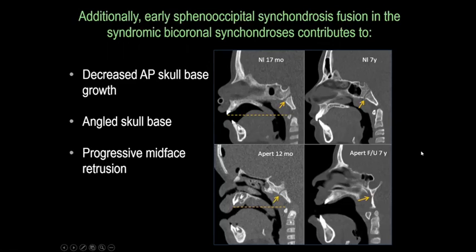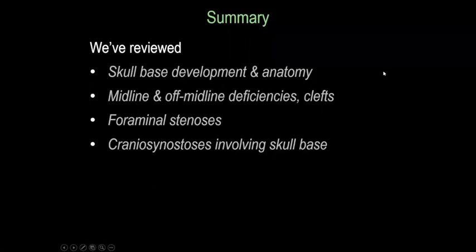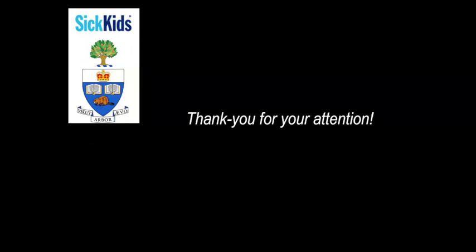So in summary, we have reviewed the skull base development and anatomy, the midline and off-midline deficiencies, clefts, the foraminal stenoses, and the craniosynostosis involving the skull base. And I would like to remind you at this point to always review the arterial foramina and venous anatomy at the same time in these children. Thank you very much for your attention.